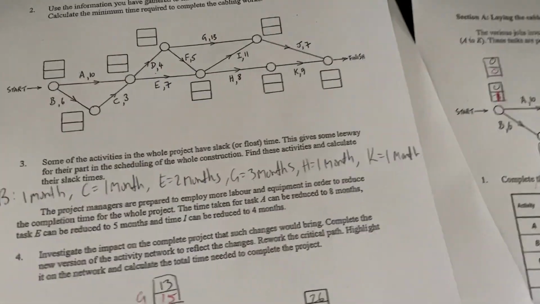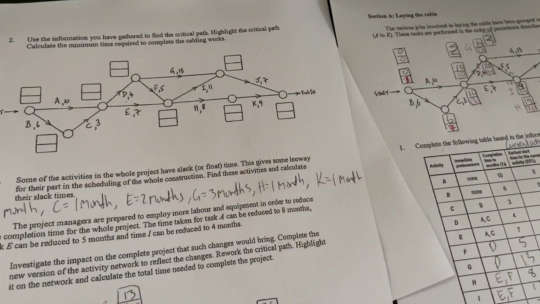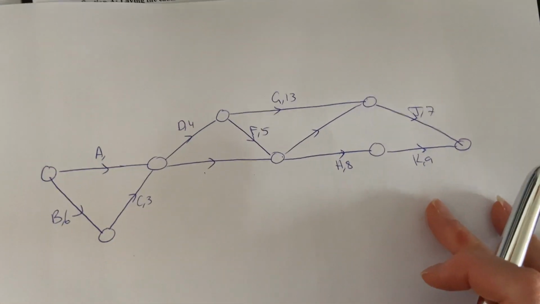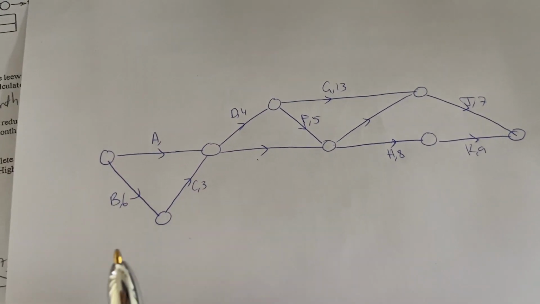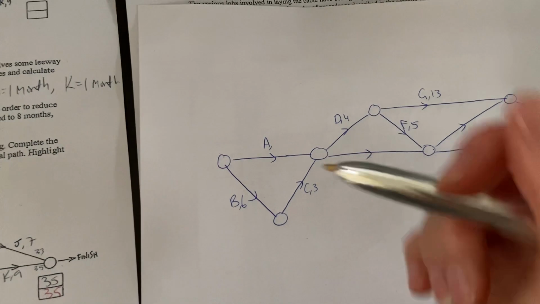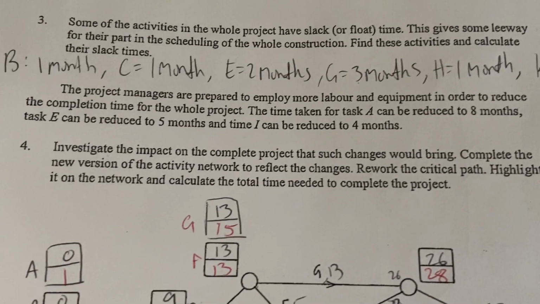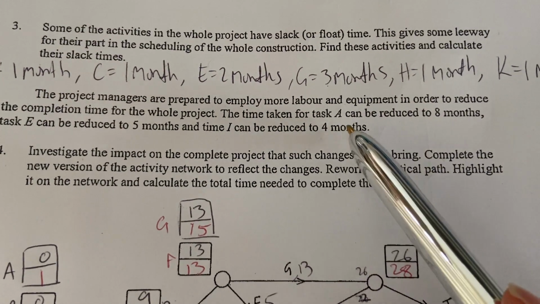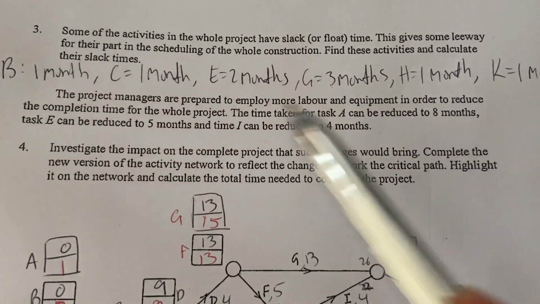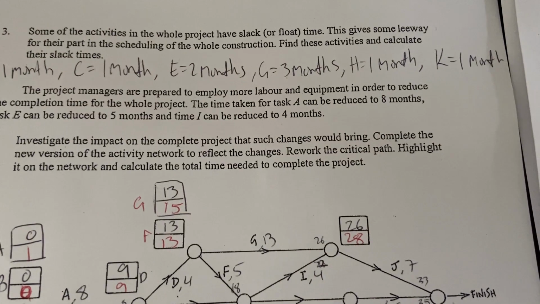Okay, so we've done the float time, we're now up to crashing. All right, I think I've set this up somewhere. Yes, here we go. So the reason why I redrew this network is just to make it a bit bigger, so we'll hopefully have lots of space in the real SAC. Now, there's some numbers missing because some of the activity times changed. So the time taken with task A can be reduced to 8 months, E to 5 months, and I to 4 months. So we're going to put A as 8 months.